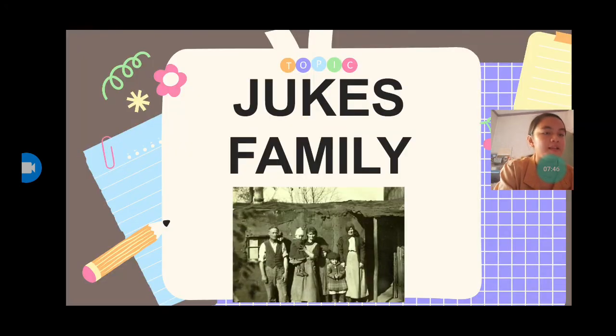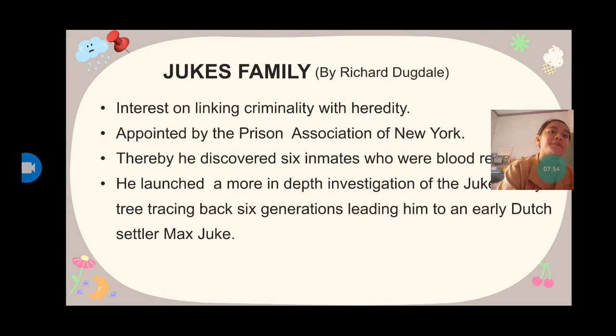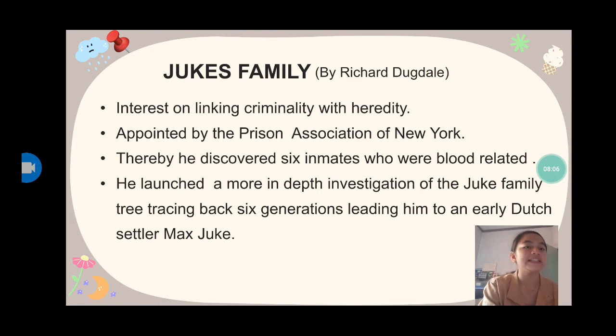So let's proceed to the Jukes family firstly. Okay. So, the Jukes family by Richard Dugdale. Interest on linking criminality with heredity. Appointed by the Prison Association of New York, he discovered 6 inmates who were blood related. He launched a more in-depth investigation of the Juke family tree, tracing back 6 generations, leading him to an early Dutch settler, Max Juke.